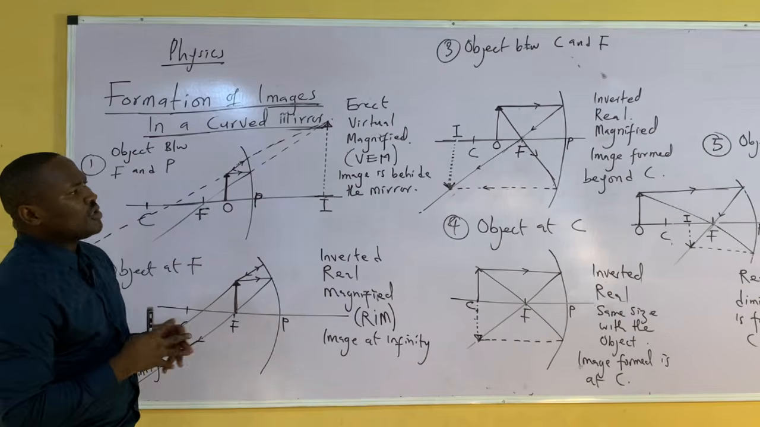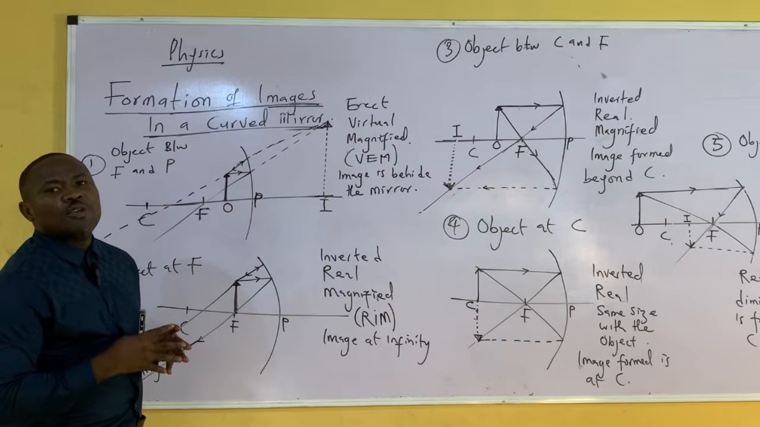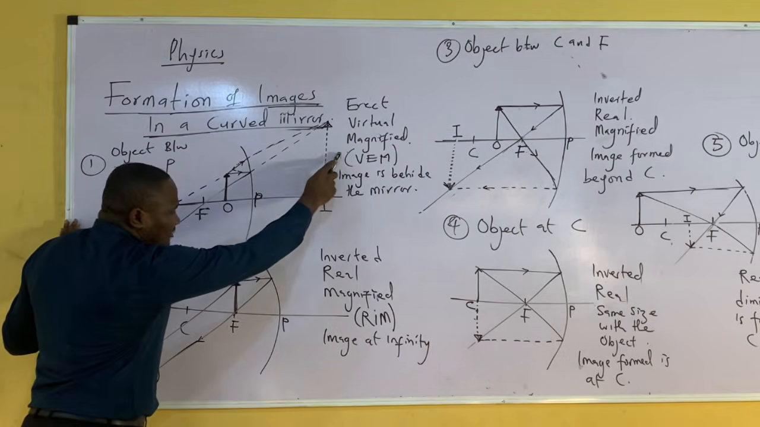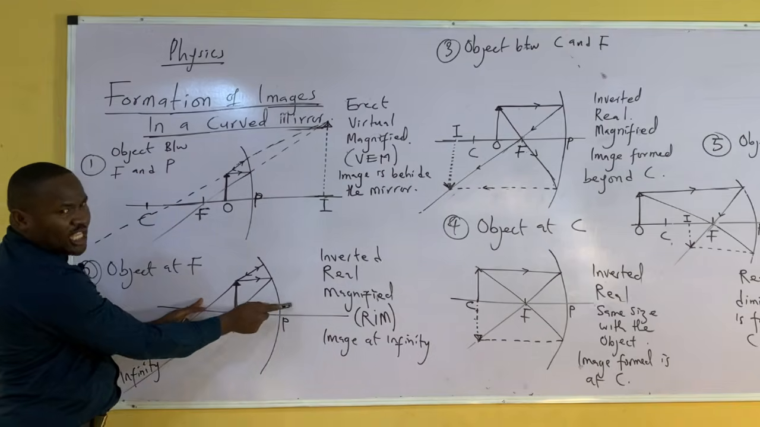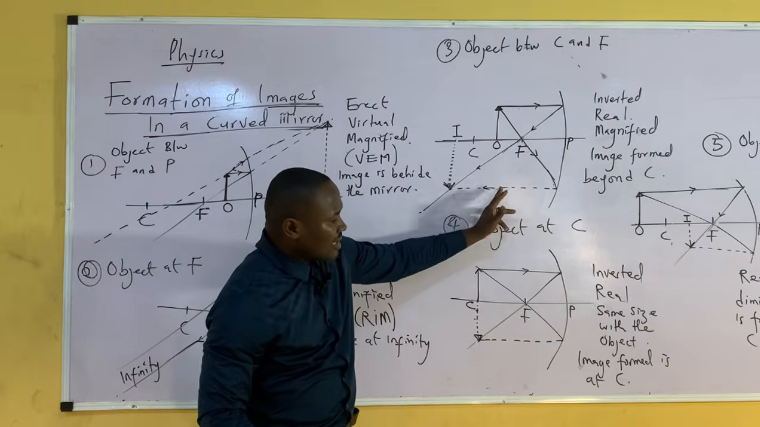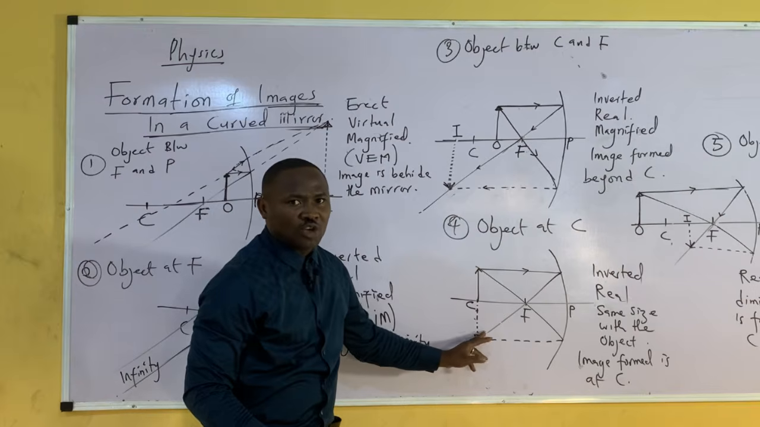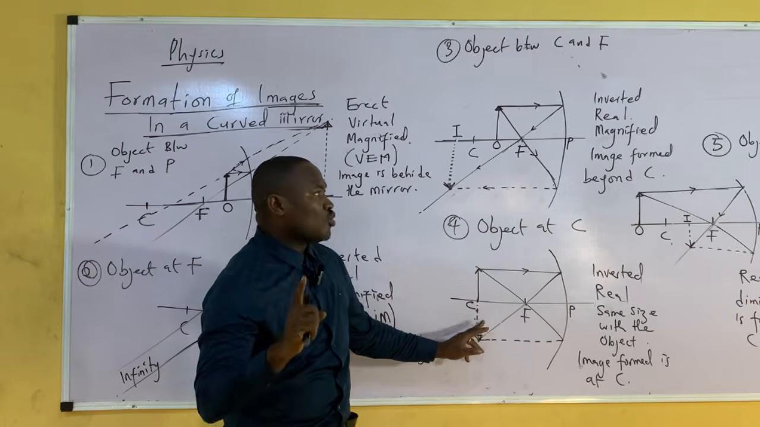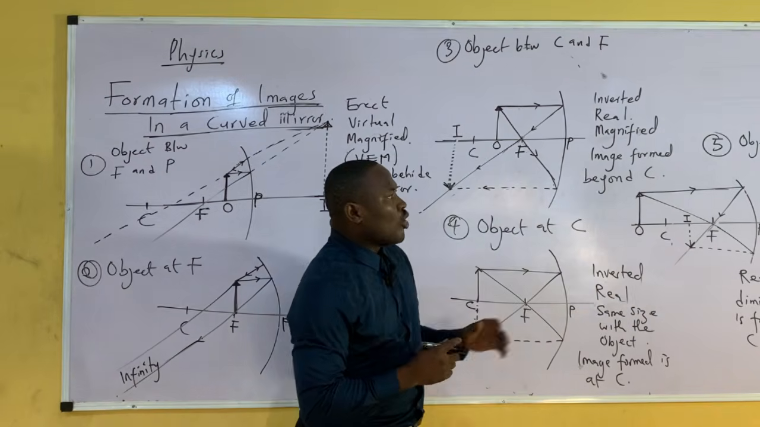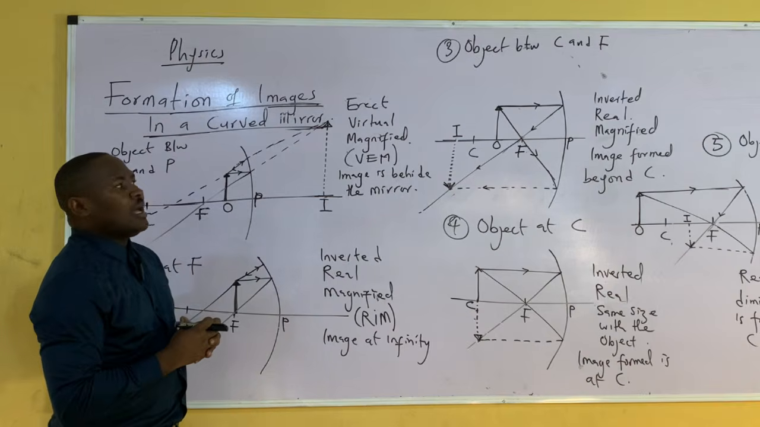Then the next question is to check in which of these cases the image is magnified. In the first case, the image is magnified. In this case, the image is magnified. In this case, the image is magnified. In this case, the image is not magnified. It's the same as the object. Magnification is equal to 1. But in this case, the image is diminished. So all of these are things we have to know to describe an image.